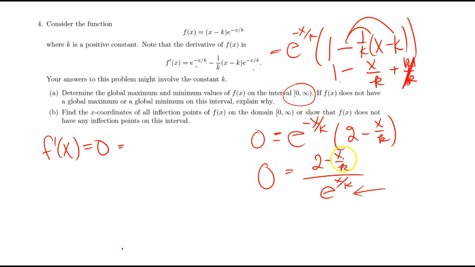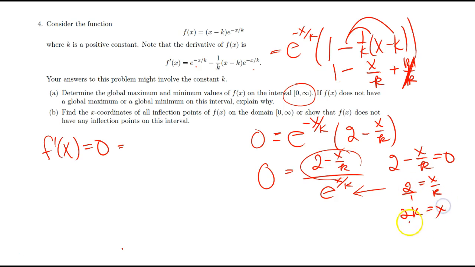So therefore, we are going to look at this to find out the critical points, or the max and mins. 2 minus x over k equals 0. 2 equals x over k. Cross multiply: 2k equals x. Whoops, I'm sorry, I'm solving for x. That's what I need to solve for. So x equals 2k is where our critical point is.